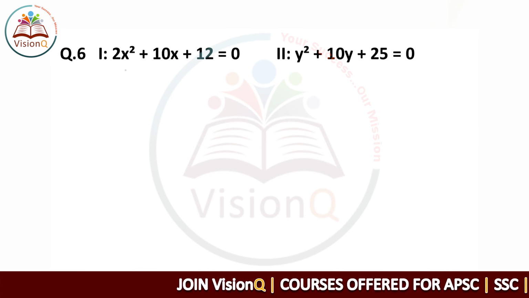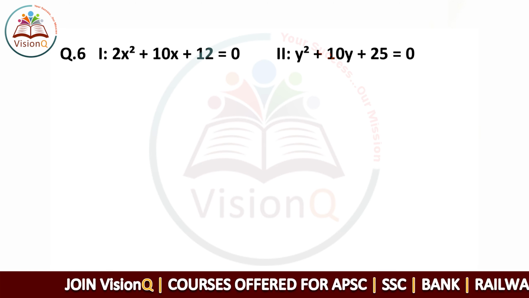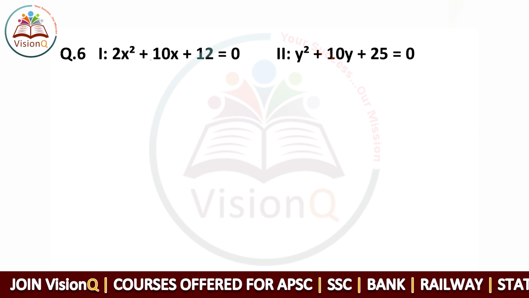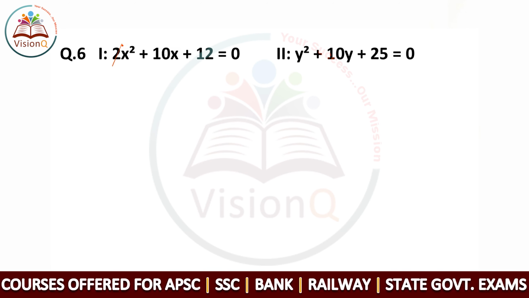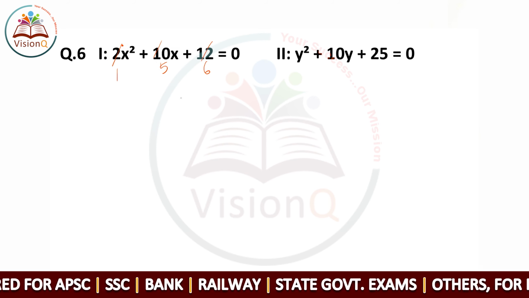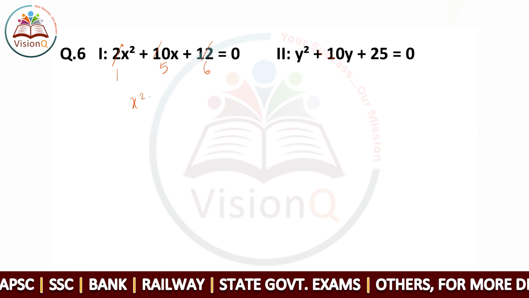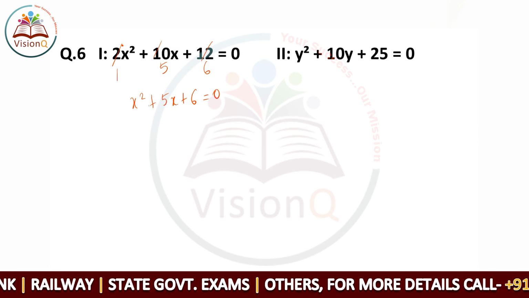2x square plus 10x plus 12 is 0. I can see here that 2 is common in all these numbers. If something is common, always cancel it out in the beginning to make the value smaller. So 2 1s are 2, 2 5s are 10 and 2 6s are 12. So this equation becomes x square plus 5x plus 6 is equal to 0.